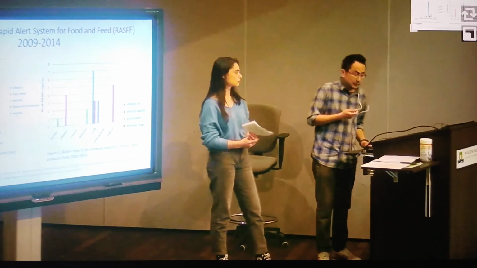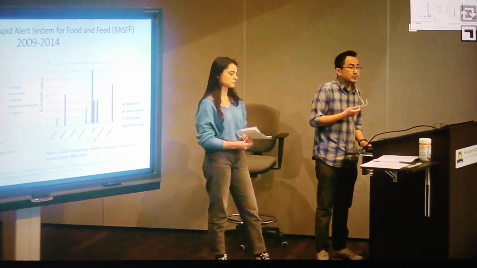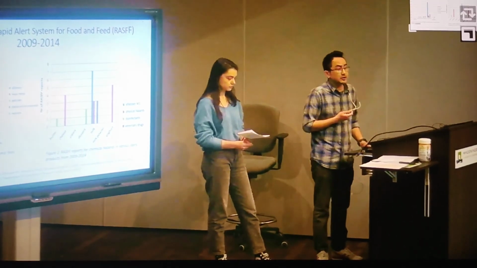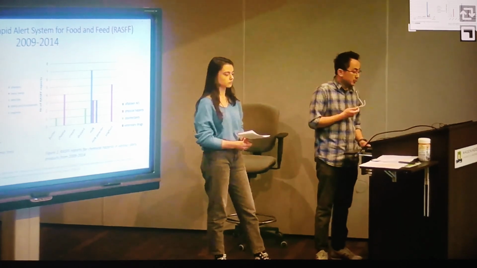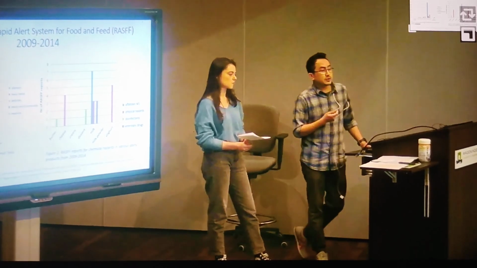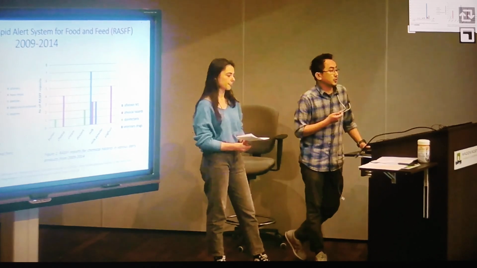And the next graph you can see is the reports of chemical hazards in various dairy products from 2009 to 2014. And in that, aflatoxin M1 is the highest one.